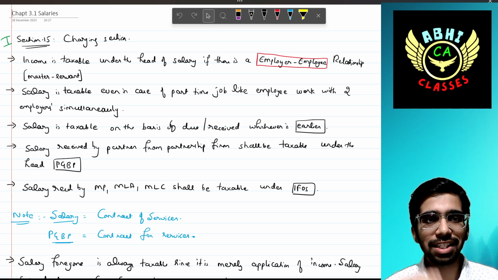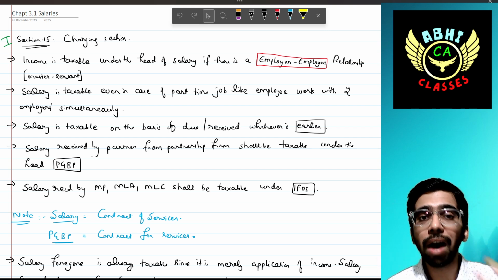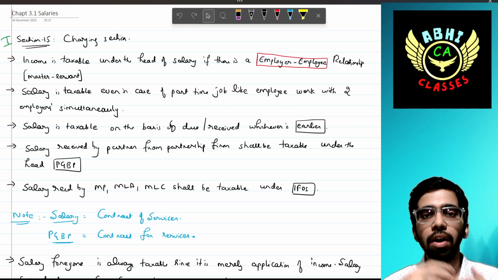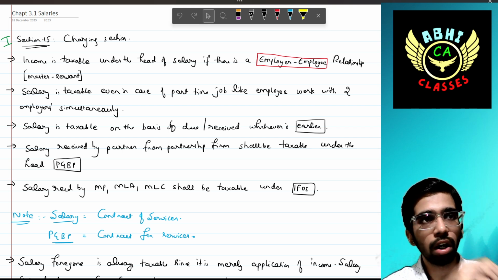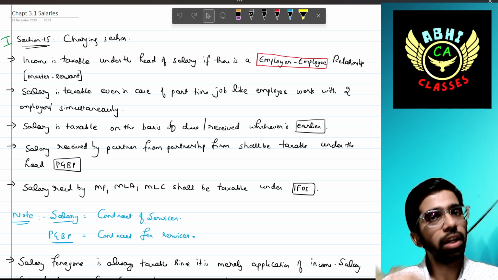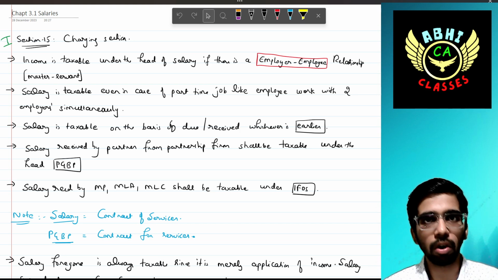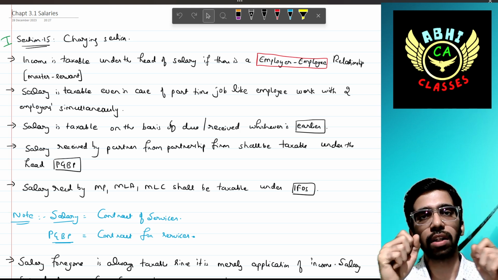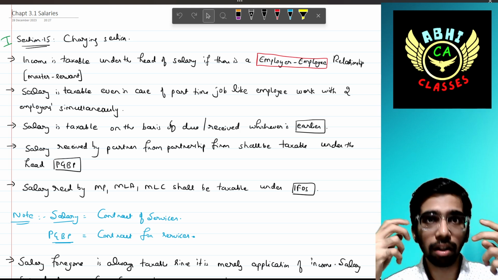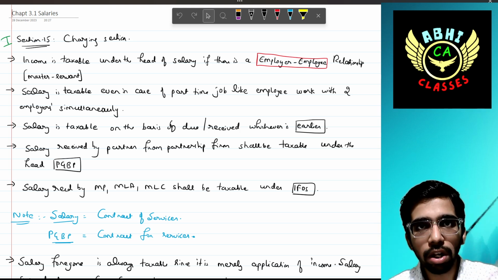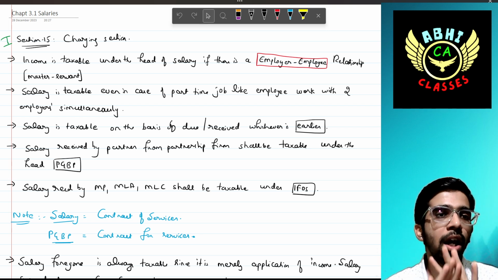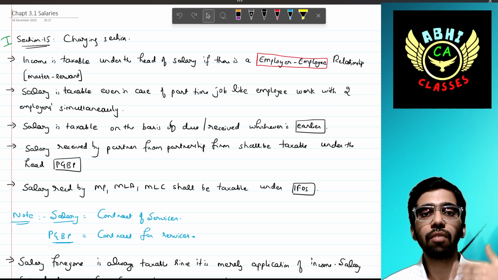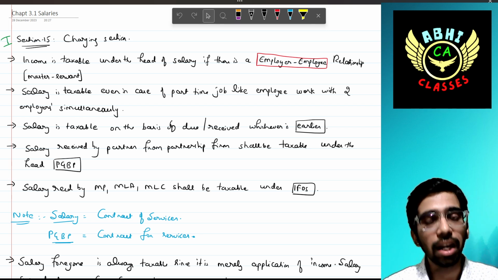Next, salary is taxable even in case of a part-time job. An employee may work with two employers simultaneously, in the morning under one employer, in the evening under another employer. Both incomes are taxed under the head income from salary. But the point is there should be an employer-employee relationship, a master and servant relationship.